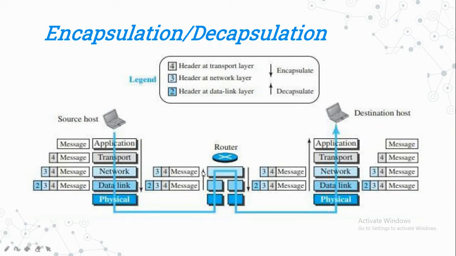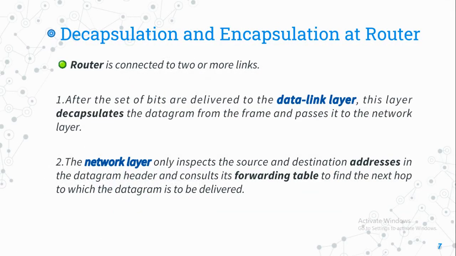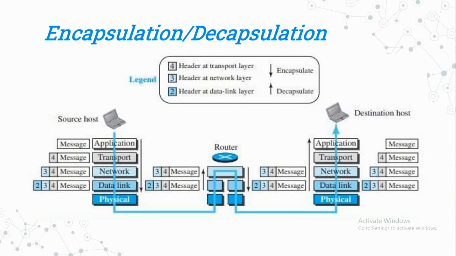It is received by the router, which receives the whole message and decapsulates the message. Then the router will add its own header and pass it on to the next data link layer and then the physical layer. The destination host will receive the whole packet. Each layer will decapsulate it, and finally the destination host receives the message.